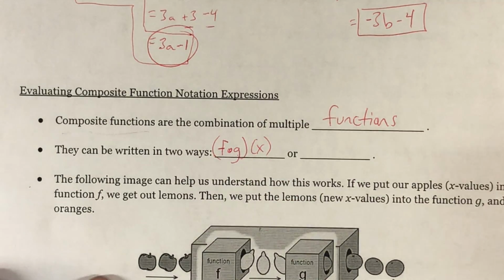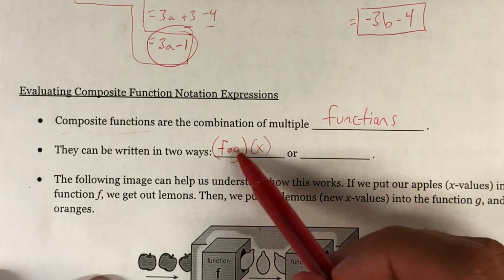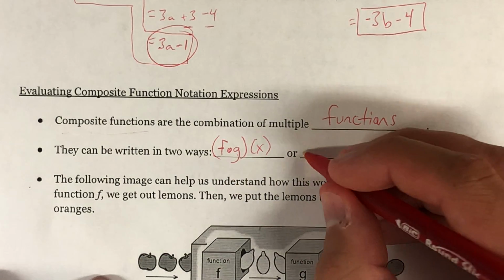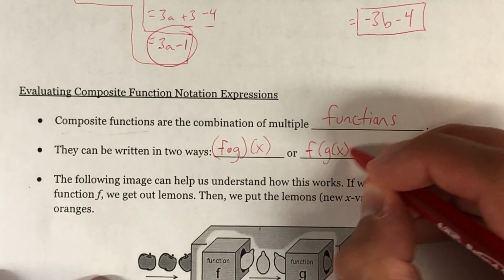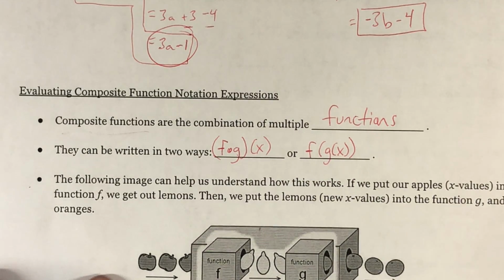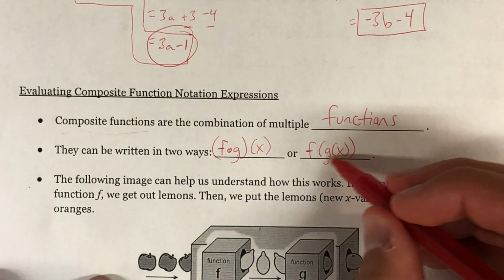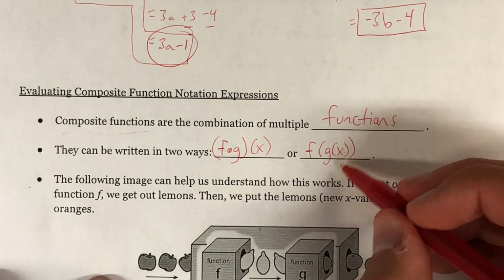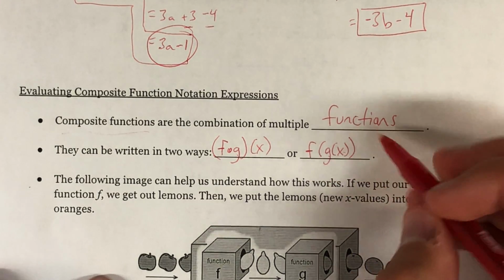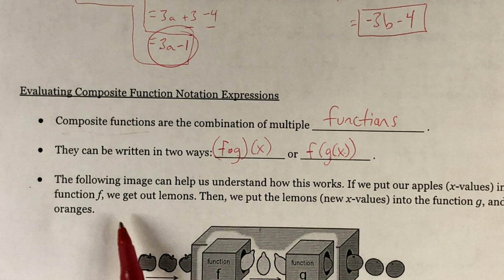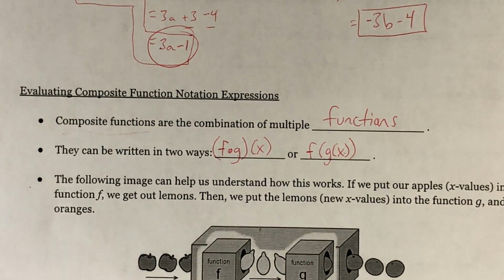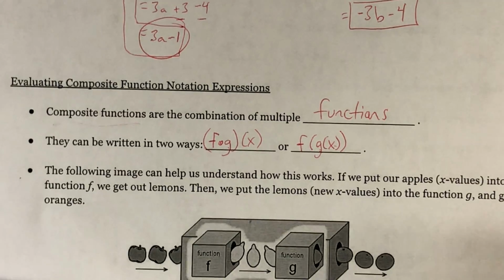So notice previously function notation we just described as like f of x. When there's two, you say f of g of x. Or the way I prefer it is like this, f of g of x. So on the inside we have like our traditional function notation, just g of x, but we're taking a function of that function, so f of g of x. So I have an image down here that kind of describes how this works.